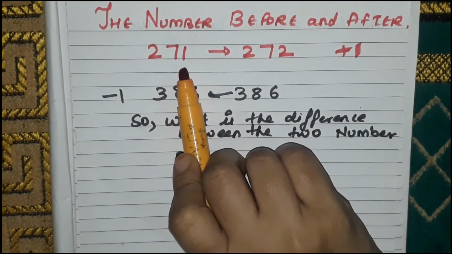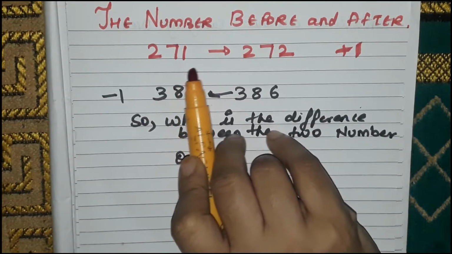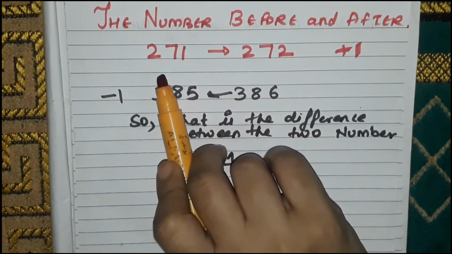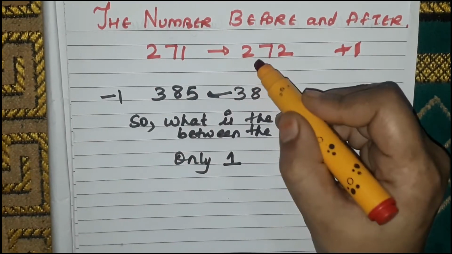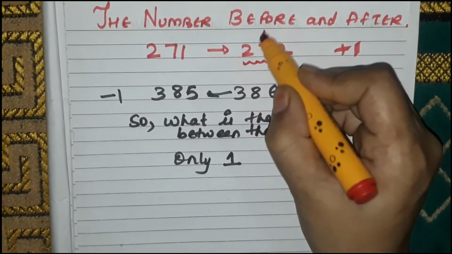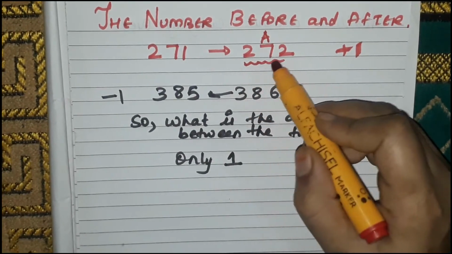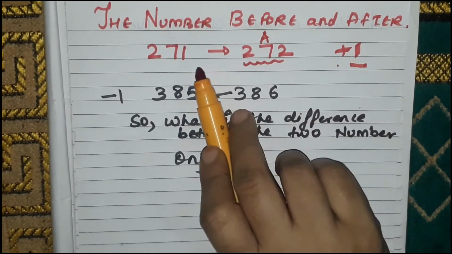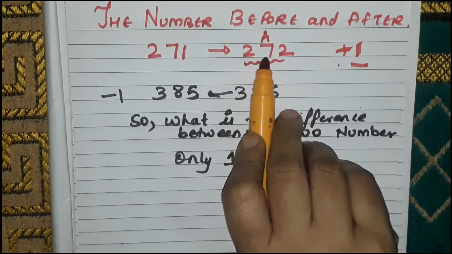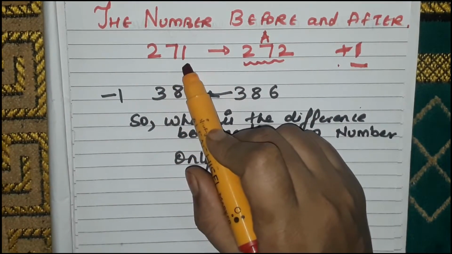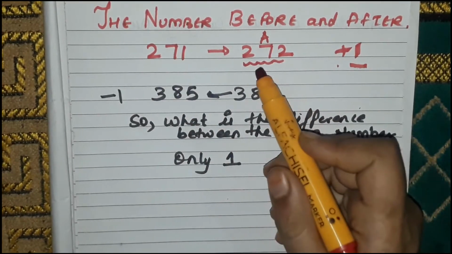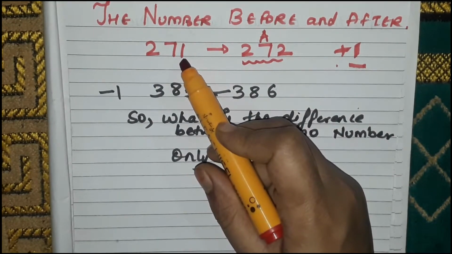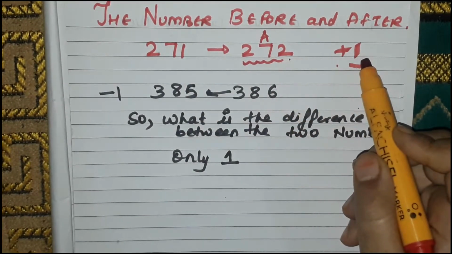271 is our number. We have to go for the after number, 272. See, this is our after number, 272. What we have done is add 1 to it. Only we add 1, so we get 272. This is 271. After 271 what will come? 272. If you add 1 plus 1, it becomes 2. Only we have added 1.